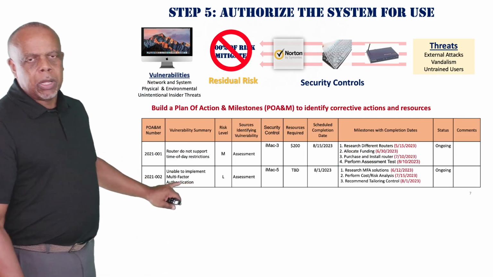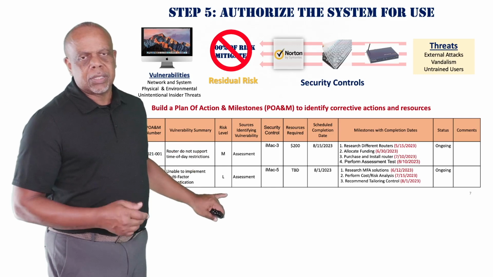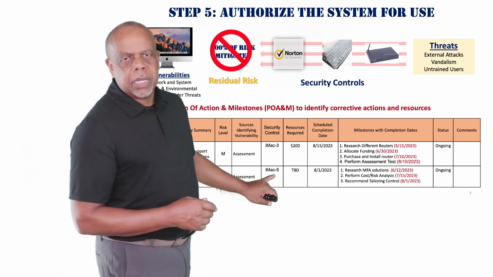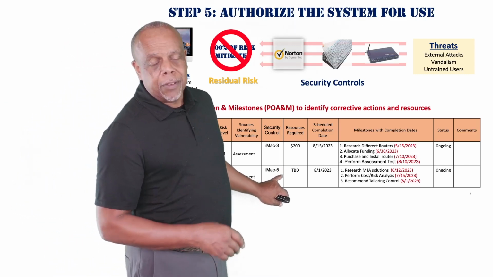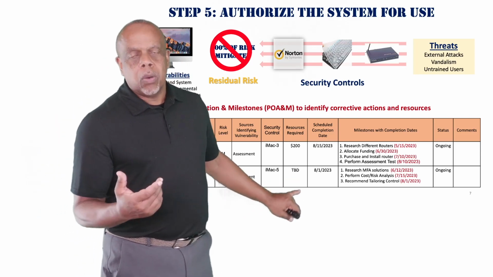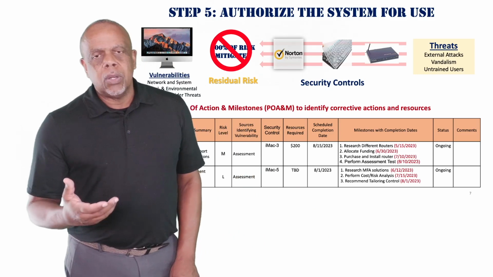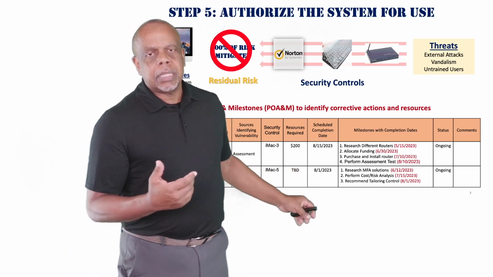002, unable to implement multi-factor authentication. Risk level, I assessed that it's low. Again, it was found through the assessment. It links back to IMAC 5. That's the control that I'm not meeting. Resources, I don't know. Normally, I don't like to put TBDs there, but at the time, I don't know what it's going to cost to get this done.